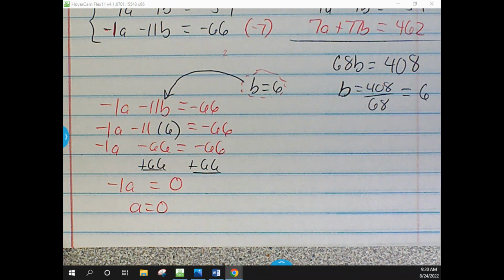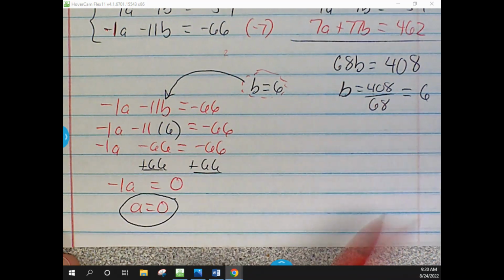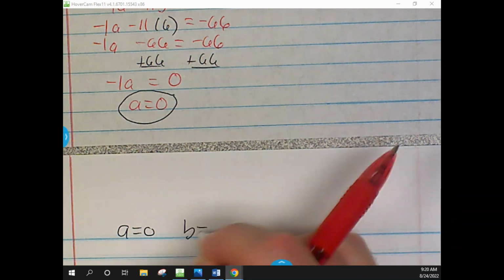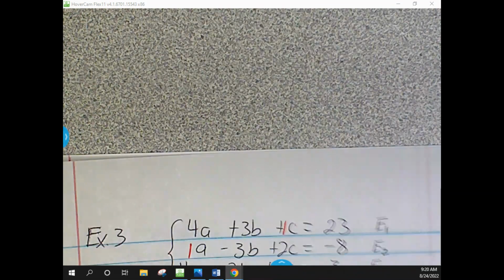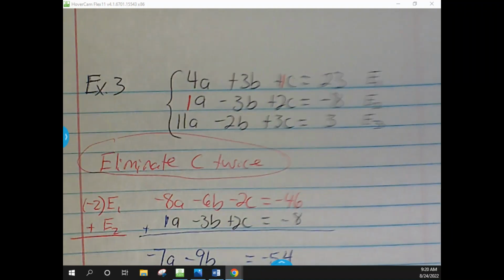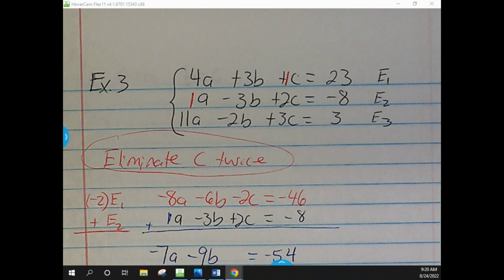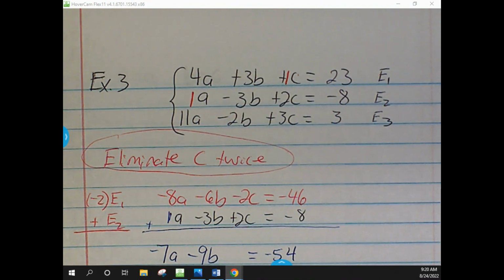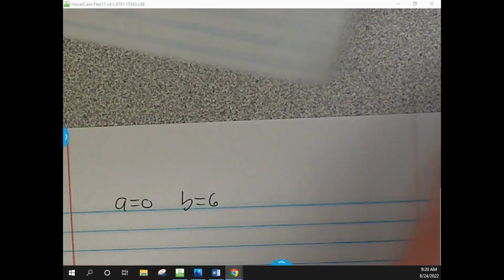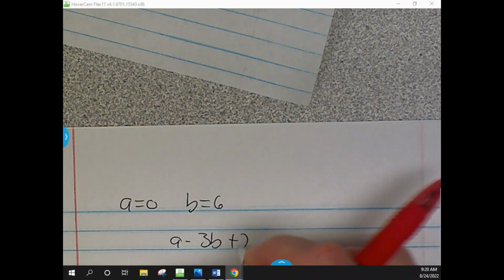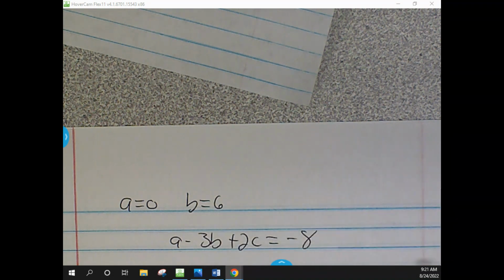All right, so then we'll take this one and this one, and I'm running out of room, so I'm going to go to another piece of paper. So now we're going to take a equals 0, we're going to take b equals 6, and we're going to pick one of these three equations here and plug it back in. I think the middle one looks okay. Seems like it's got the smallest numbers, so we'll go with the middle part. So that's a minus 3b plus 2c equals -8.